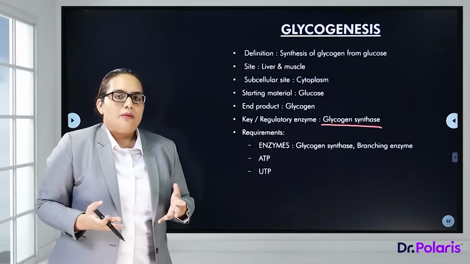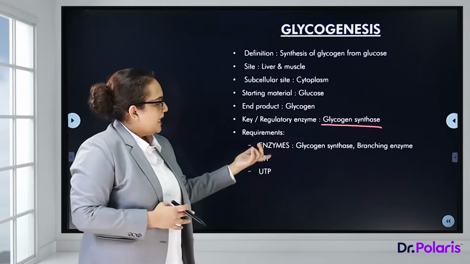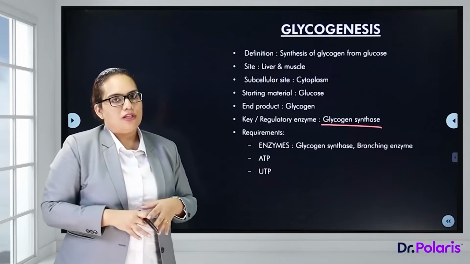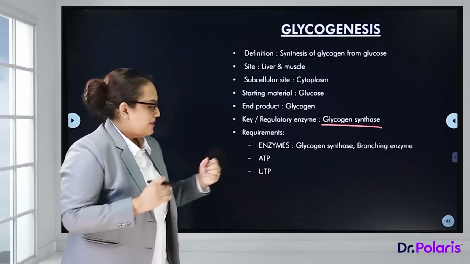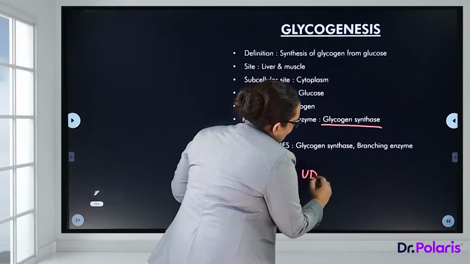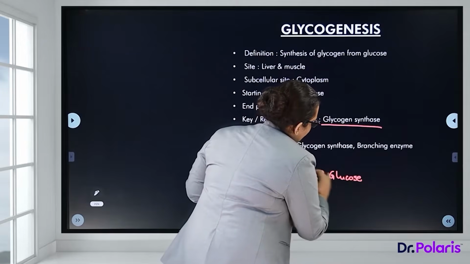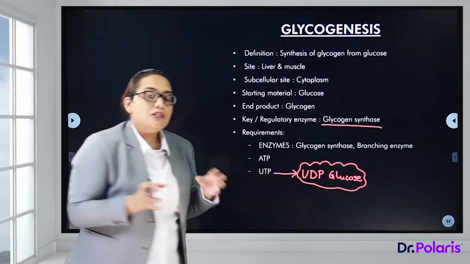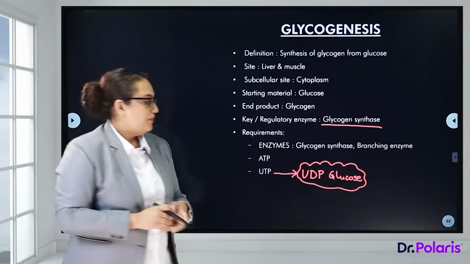And what are the other requirements in addition to glucose and glycogen synthase? So you need another enzyme known as the branching enzyme, which adds branches to the glycogen molecule. And then you need ATP for energy, and UTP, that is uridyl triphosphate, is required for the formation of UDP glucose, which is the active form of glucose in this reaction of glycogenesis. And UDP glucose acts as a donor, donating glucose to the growing glycogen molecule.